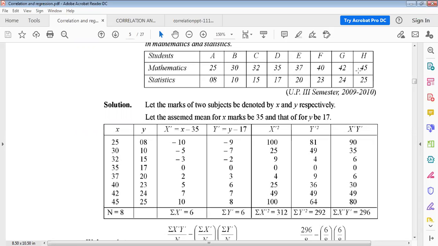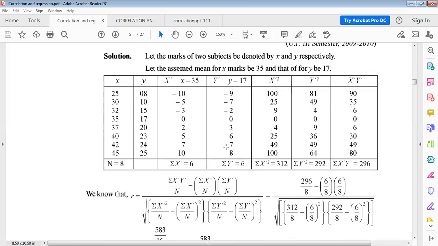For the other column, the highest is 45 and the lowest is 25. Adding these, we get 70, and dividing by 2, we get 35. This is the assumed mean, and you have to use the assumed mean method for Karl Pearson's correlation coefficient. This is the assumed mean method I have shown you in the slide.